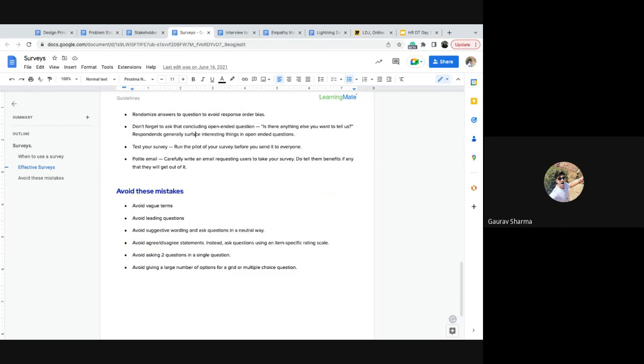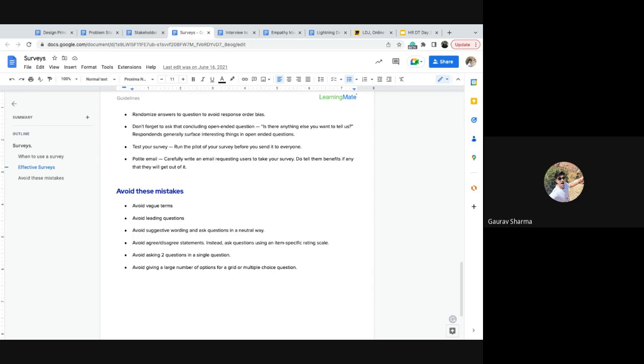Always avoid leading questions, right? Avoid suggested wordings and ask questions in a neutral way. Don't ask people to agree or disagree with a statement, right? You don't want to lead people into answering the questions the way you want them to answer. Don't write questions like that. And avoid asking two questions in a single question. So essentially, what if this? And if yes, then what about this, right? So try and avoid some of those things.